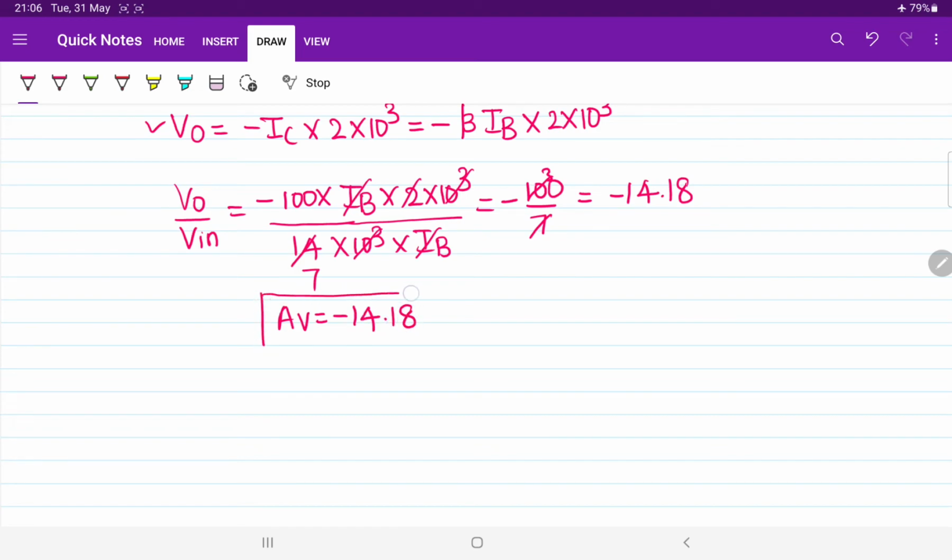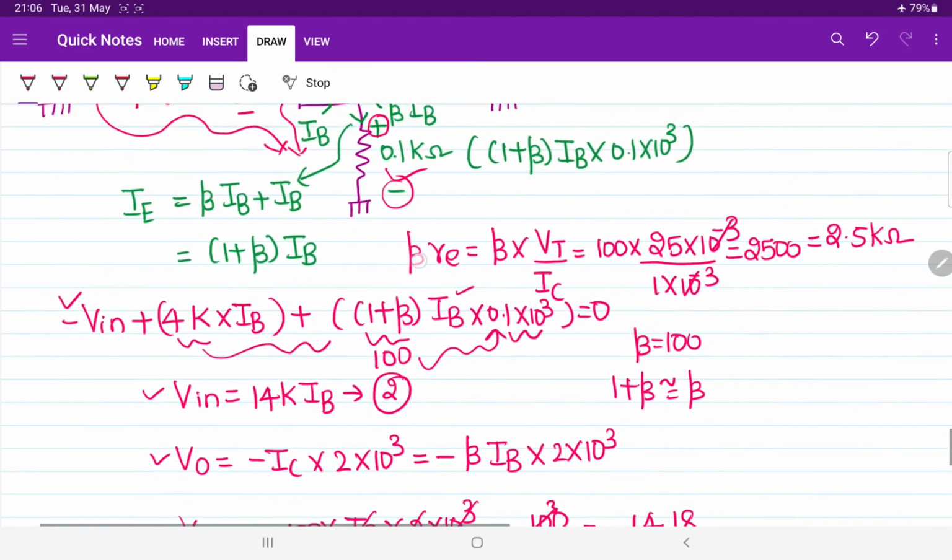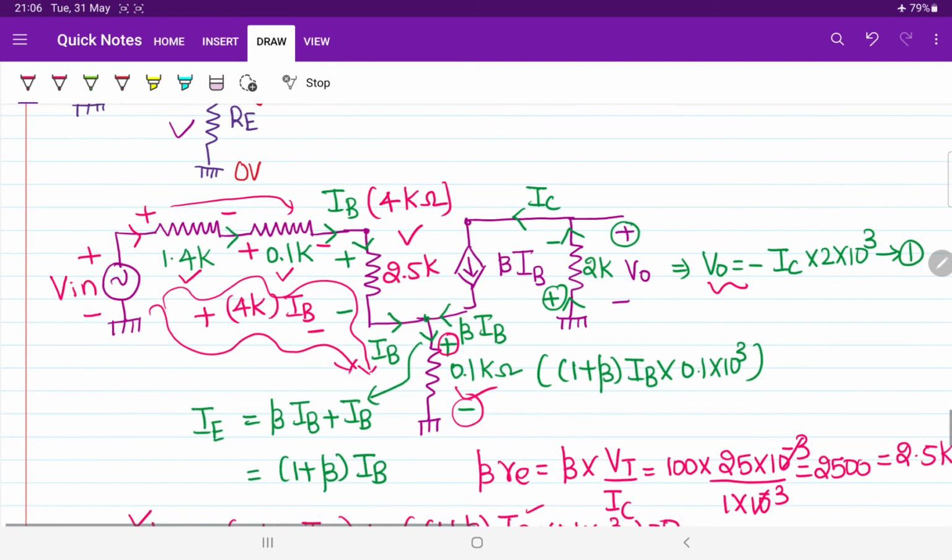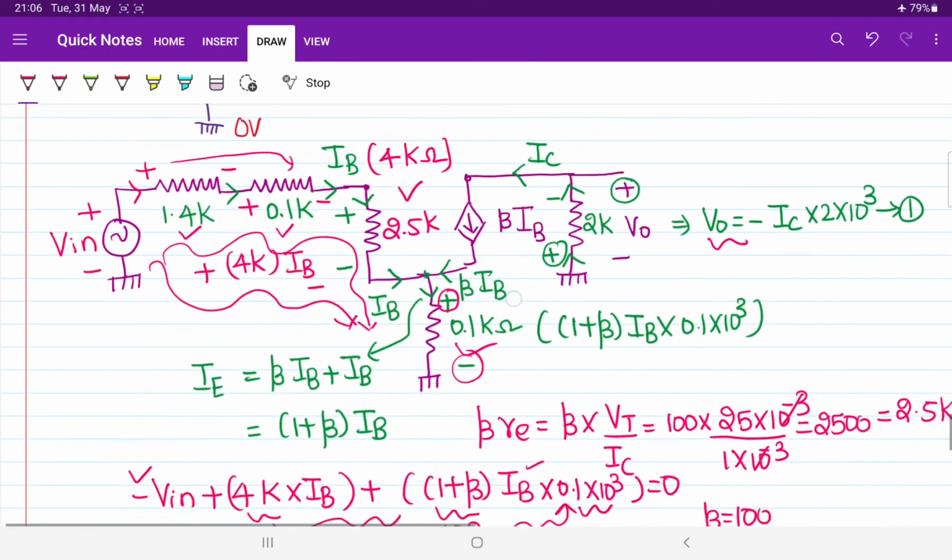That's all. So what is the next task? Now it's time to explore the value of the input resistor. See, I have already given the clue how to calculate the value of input resistance. Can you please do it? Yes, it is very easy. Input resistance means we have to bring the relation between input current and input voltage.